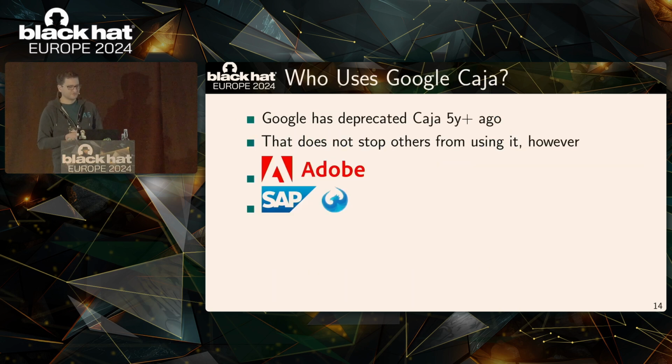If you know a bit about Google Caja, Google deprecated this like 5 years ago. However, this doesn't stop companies from using it. I've looked a bit around and I found deployments by Adobe, and if anyone here works for a company using SAP and hasn't updated in a while, I would certainly recommend doing so, because SAP has this UI5 toolkit, which is powering all the web applications. They were using an insecure version of Google Caja. This has all been fixed, so everything we have reported has been fixed. So if you have updated, you're secure.